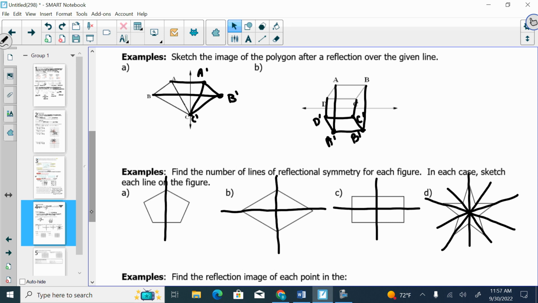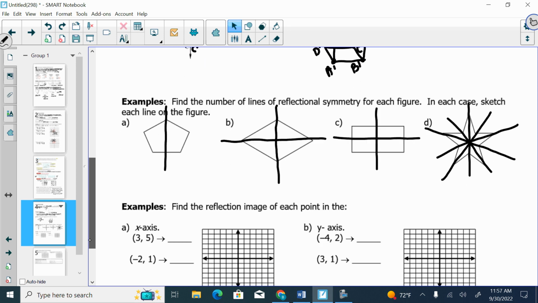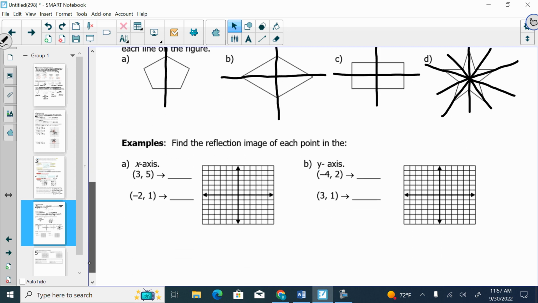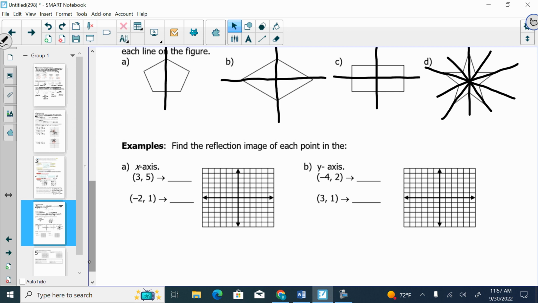Okay. We're on the last little bit here. It says, find the reflection image of each point in these. Okay, so first we're going to reflect over the x-axis. I'm going to call these points A and B. All right. So I have point A at 3, 5.